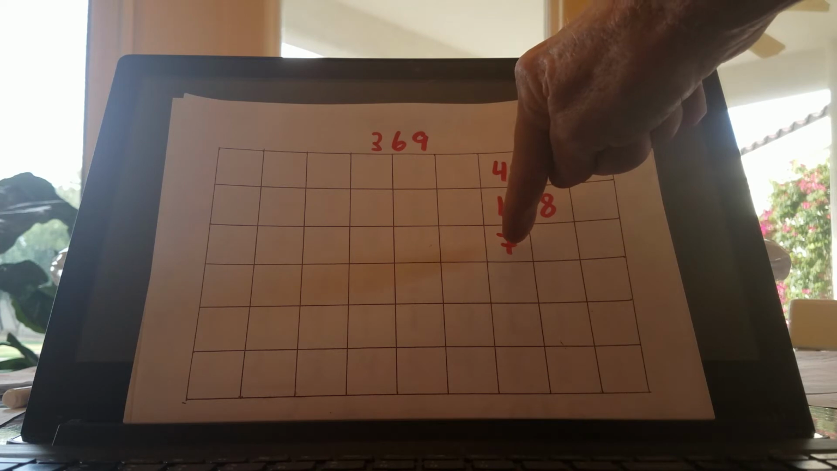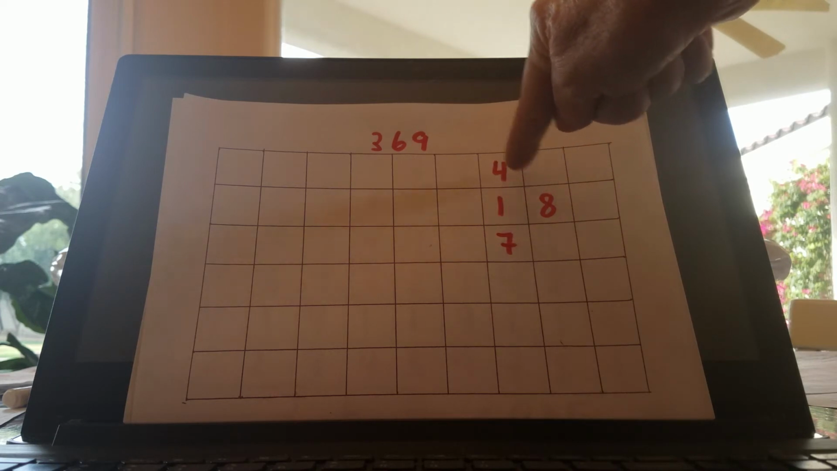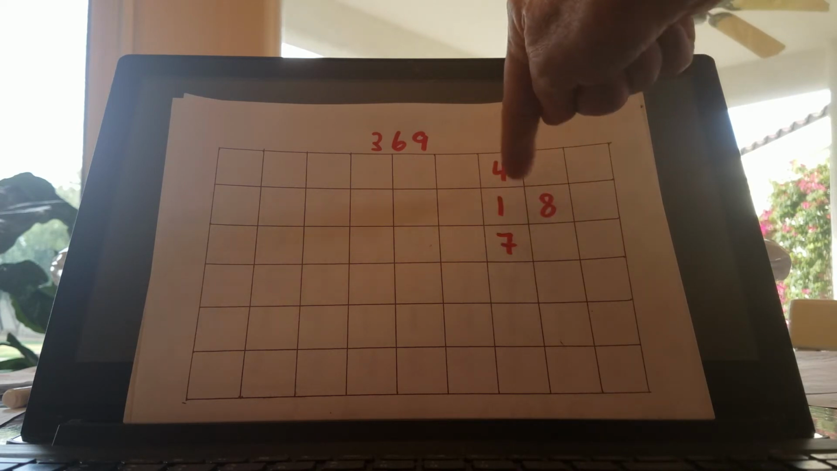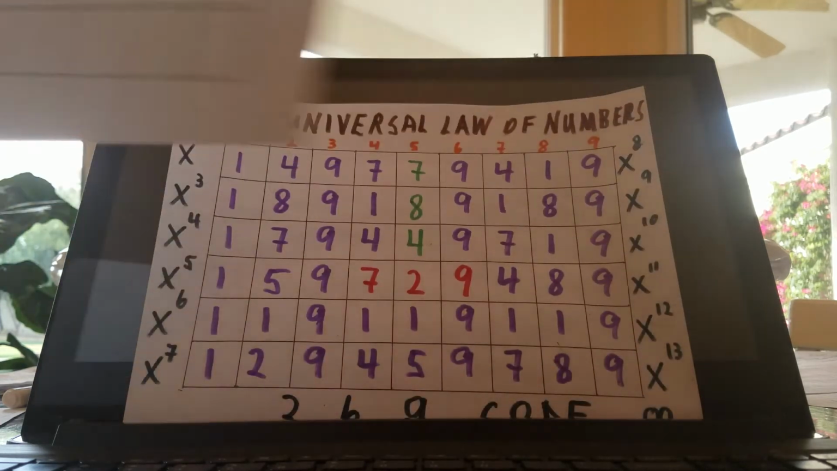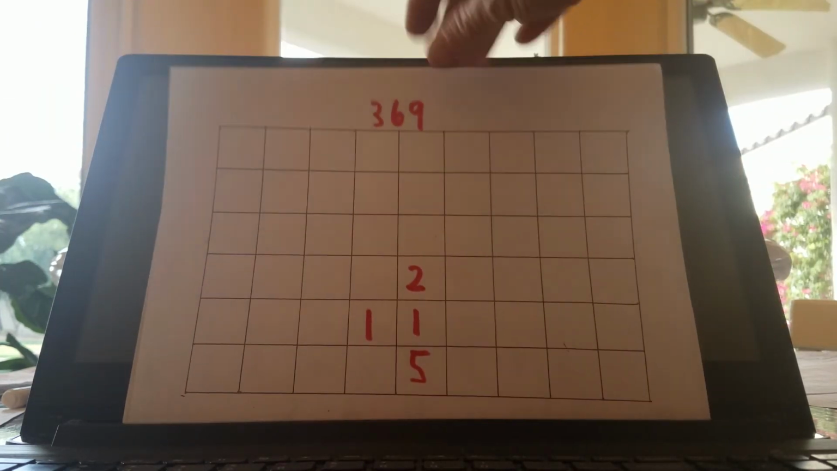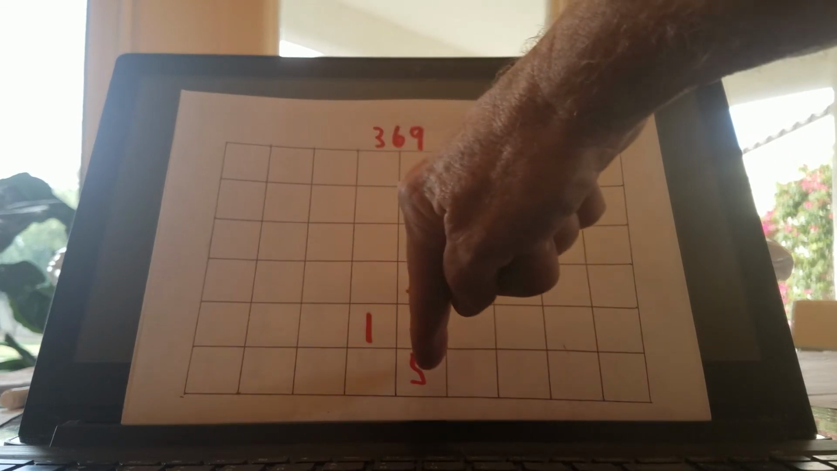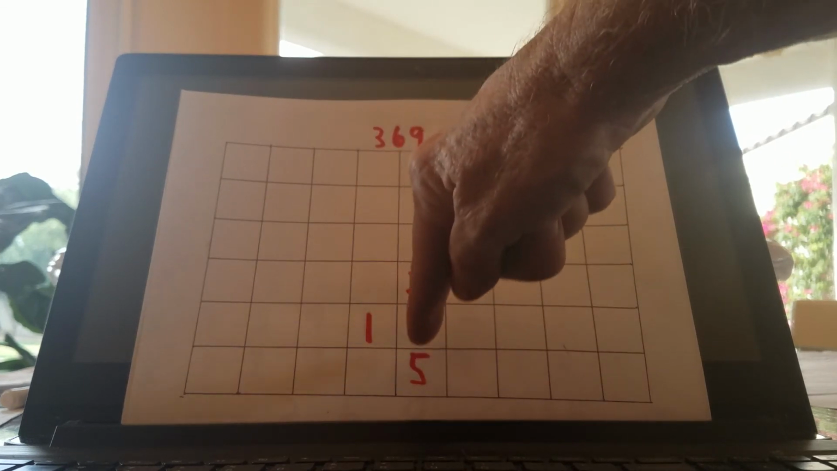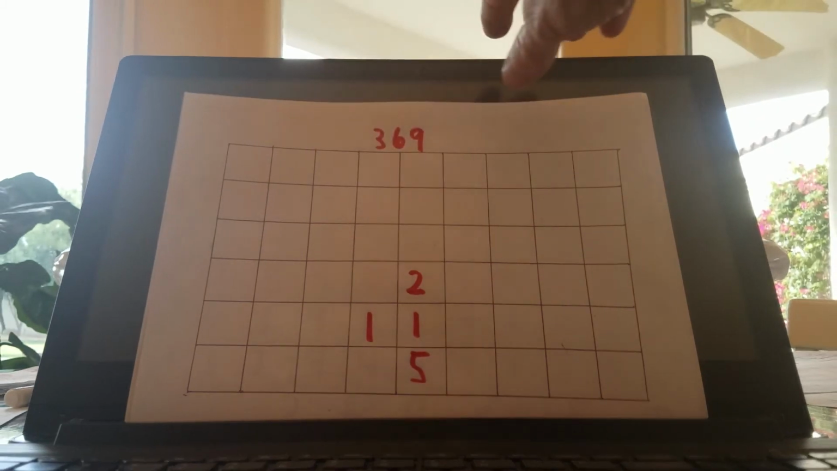7, 1, and 4 is 3. 8 and 7 is 6, and 8 and 1 is a 9. You see, and that's the whole point of it. 1 and 2 is a 3, 1 and 5 is a 6, and 5, 1, 2, and 1 is a 9.